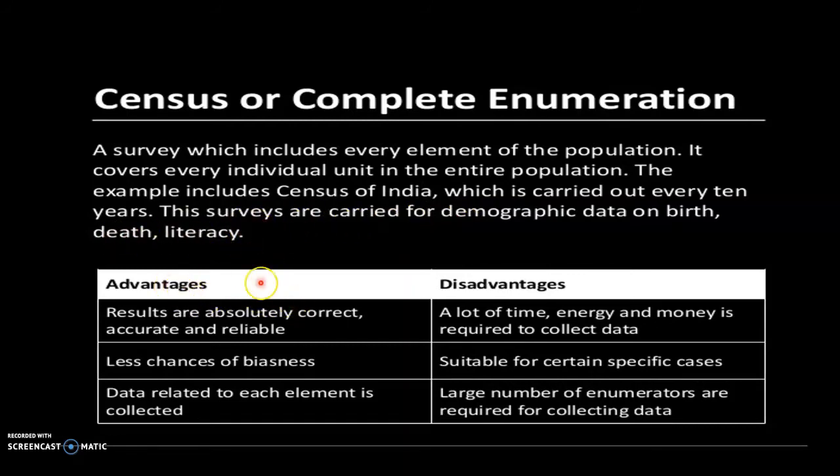Then what are the advantages and disadvantages of this census? First, the results are absolutely correct, accurate and reliable. That is the first advantage of this census. Then less chances of biasness. Biasness means errors. Less chances of getting error. Then next one, data related to each element is collected. So data from every element of the population is collected.